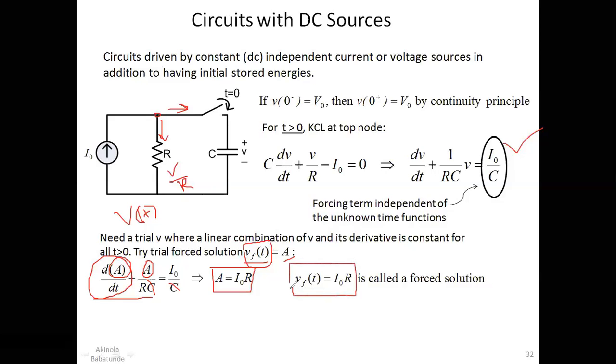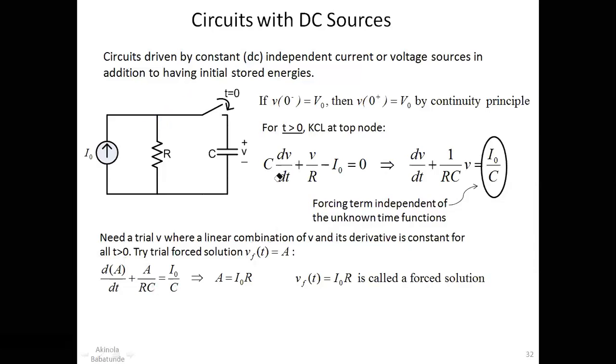This is the first solution based on the independent DC voltage or current that we have in the circuit. So now that we have the forced solution, we can then go ahead and find the natural response, or the transient response, or the unforced response. Those are different names you might want to call it.